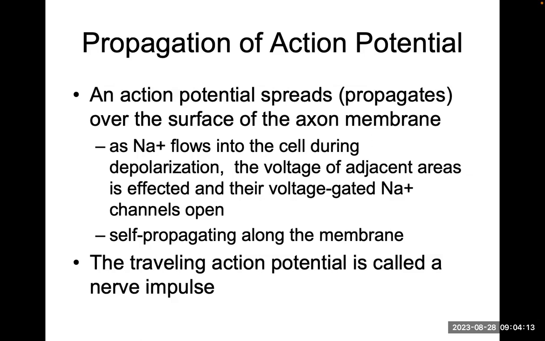In a previous video, we've talked about neurophysiology. Now let's talk about the propagation of the action potentials. An action potential spreads or propagates over the surface of the axon membrane. As sodium flows into the cell during depolarization, the voltage of adjacent areas is affected and their voltage gated sodium channels open, creating the self-propagating effect on the cell membrane. And that traveling action potential is a nerve impulse.